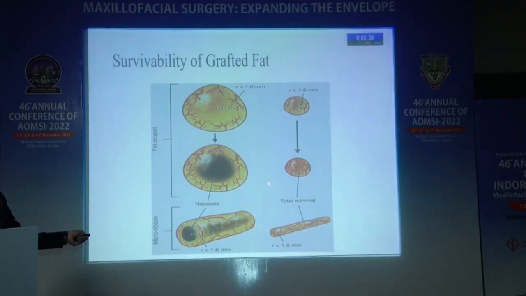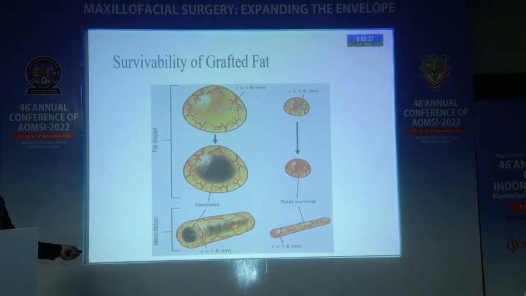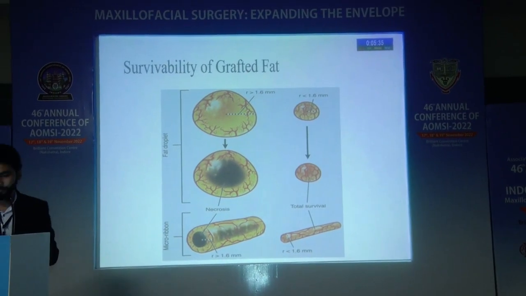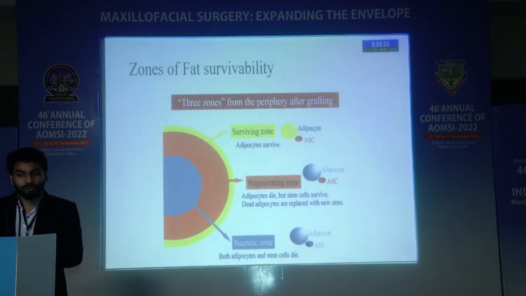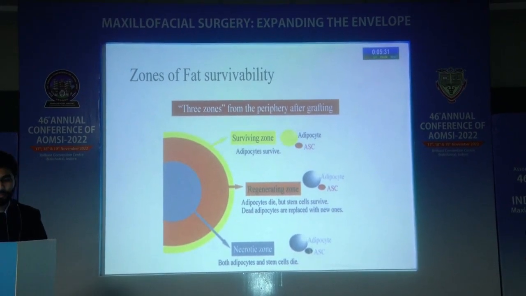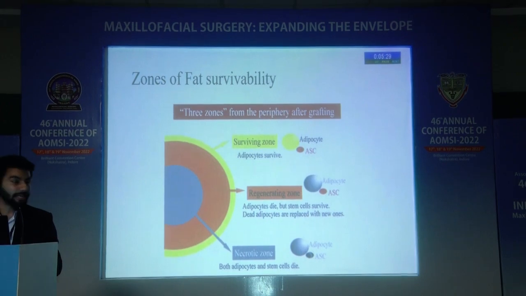So, you can see the body fat percentage. There is variable resorption of it. With fat grafting, at around 10% there is total survivability. Otherwise, there is necrosis of the tissue. Now, there are zones of fat survivability. There are three zones: the surviving zone, the regenerating zone, and the necrotic zone.